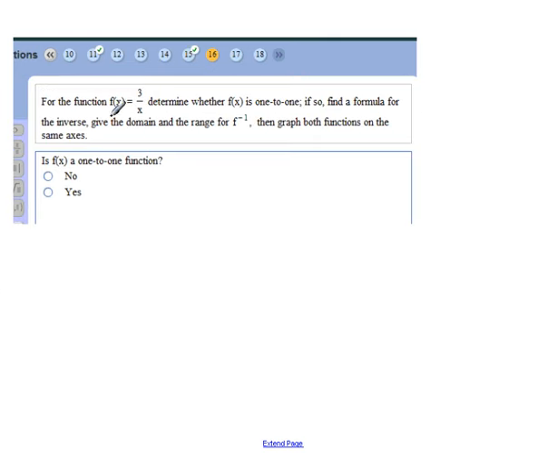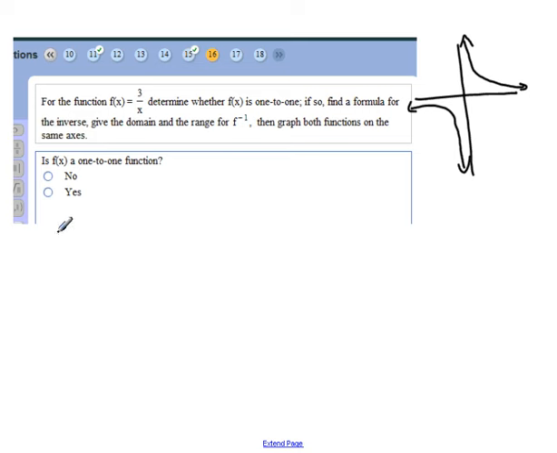For the function f of x equals 3 over x, determine whether f is 1 to 1. If so, find a formula, and then give the inverse, the domain, and range. Okay, so what we need to find out first is this 1 to 1. Well, yeah, 3 over x is actually a stretch of 1 over x, so it would look like this. So it is a 1 to 1 function.